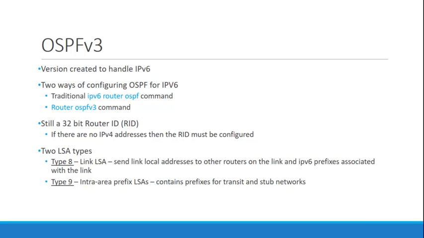One thing new to OSPFv3 is our two LSA types, type 8 and type 9. Type 8 is the link LSA, which sends link-local addresses and the IPv6 prefixes associated with that link to other routers on the link. Type 9 are intra-area prefix LSAs. They contain the prefixes for transit and stub networks and their link state IDs.